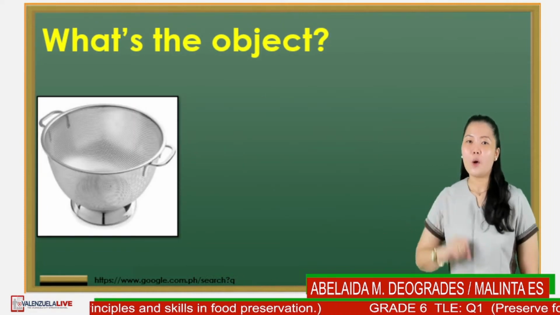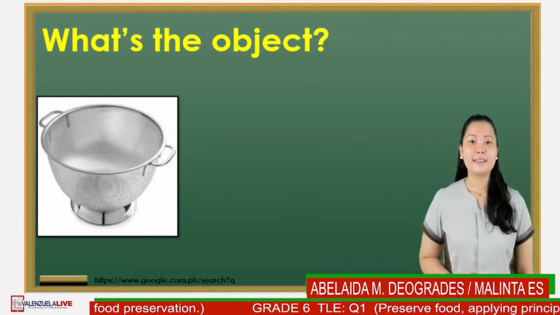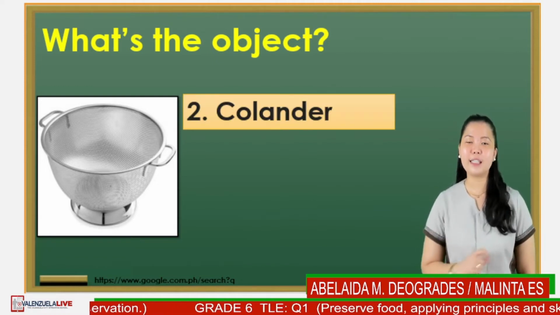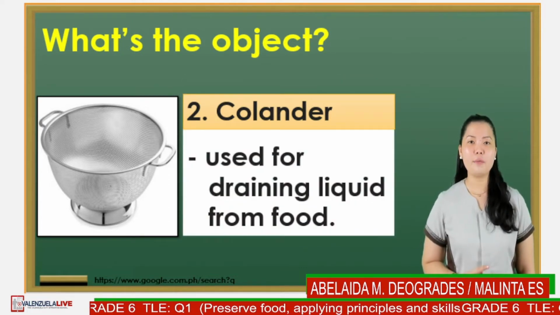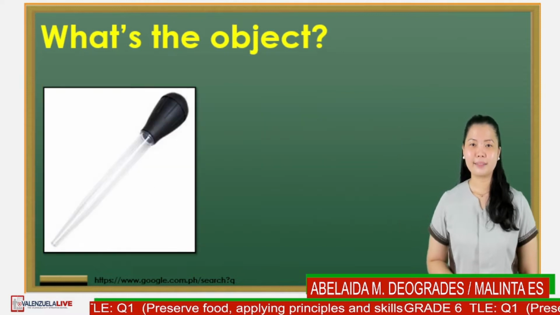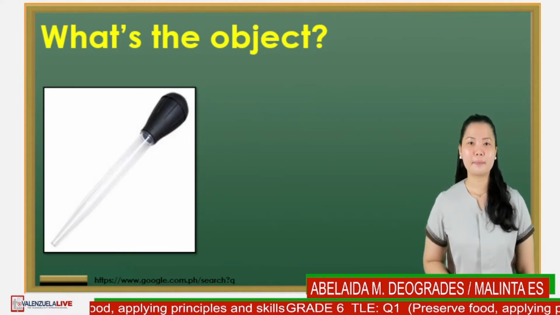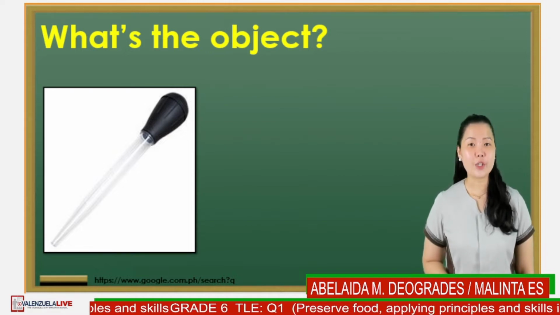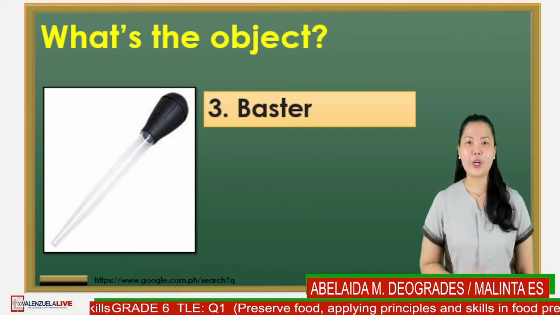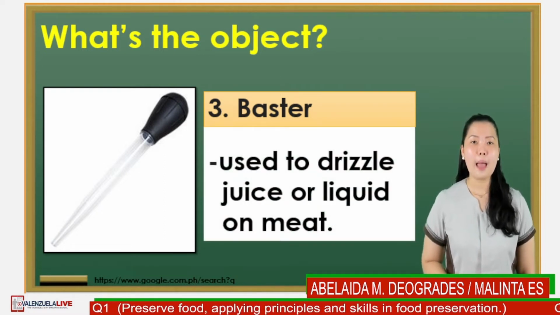Number 2. What is the object? The answer is colander. It is used for draining liquid from food. Number 3. What is the object? The answer is baster. It is used to drizzle juice or liquid on meat.